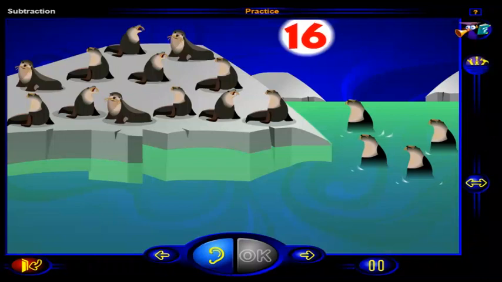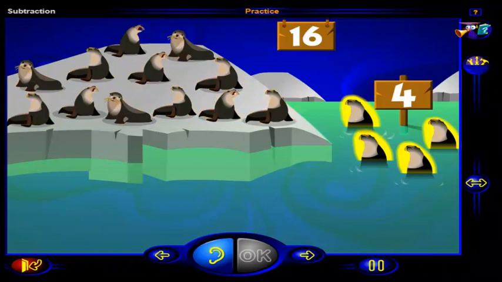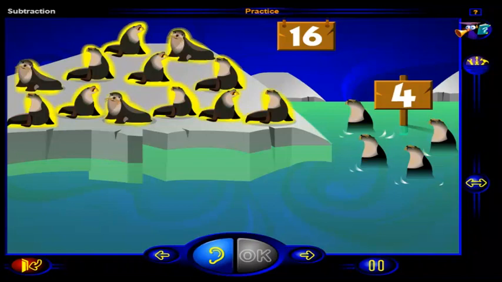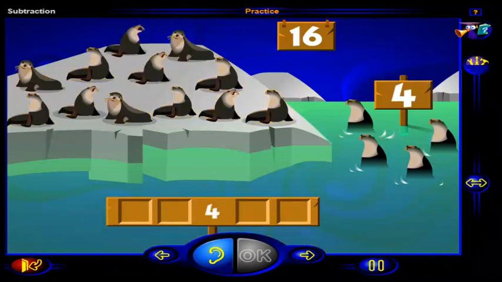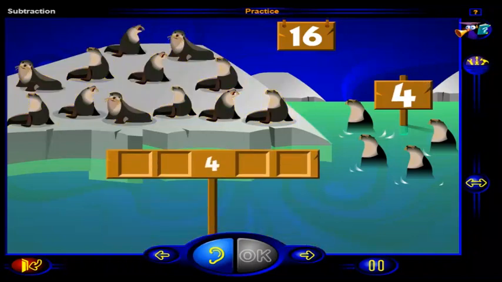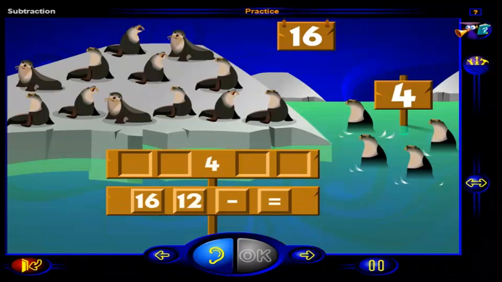There are 16 sea lions altogether. 4 of the sea lions are in the water. The number of sea lions on the rocks is the difference between 16 and 4. Make a number sentence to show the difference between 16 and 4. Drag the signs and numbers to the correct places and then click OK.